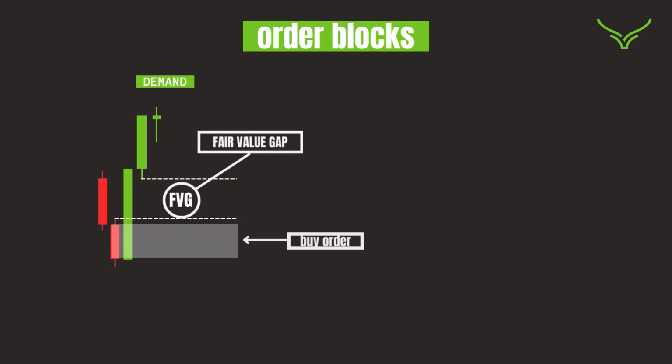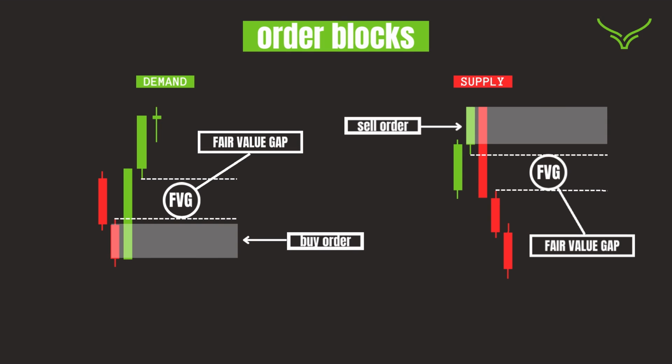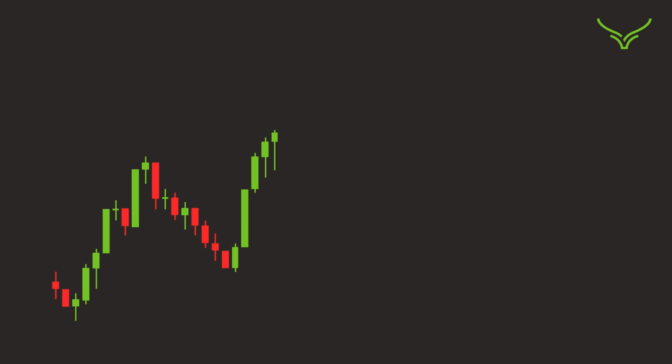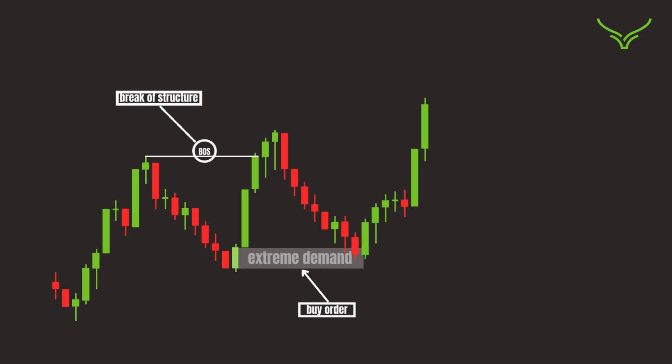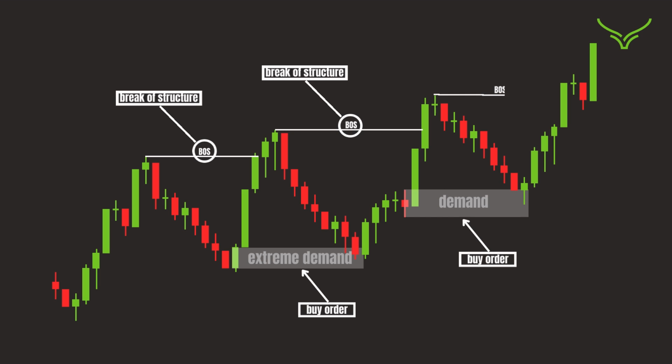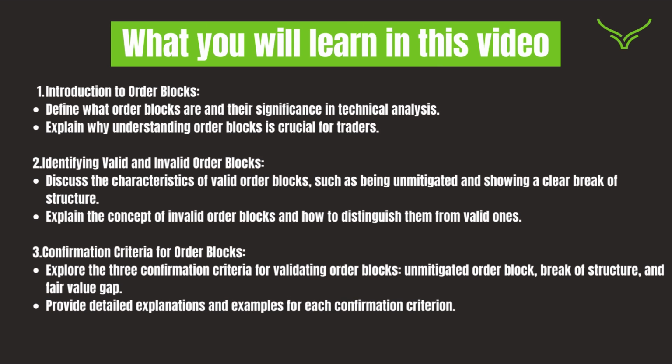Today, we're unlocking the secrets of order blocks, those mysterious zones on the chart that hold the key to understanding market dynamics. Order blocks are more than just areas on a chart, they represent significant shifts in market sentiment and provide crucial clues for traders seeking to navigate the unpredictable waters of the financial markets. In this video, we'll explore what order blocks are, how to identify them, what is the confirmation criteria, and most importantly, how to leverage this knowledge to make informed trading decisions that could potentially transform your trading game.